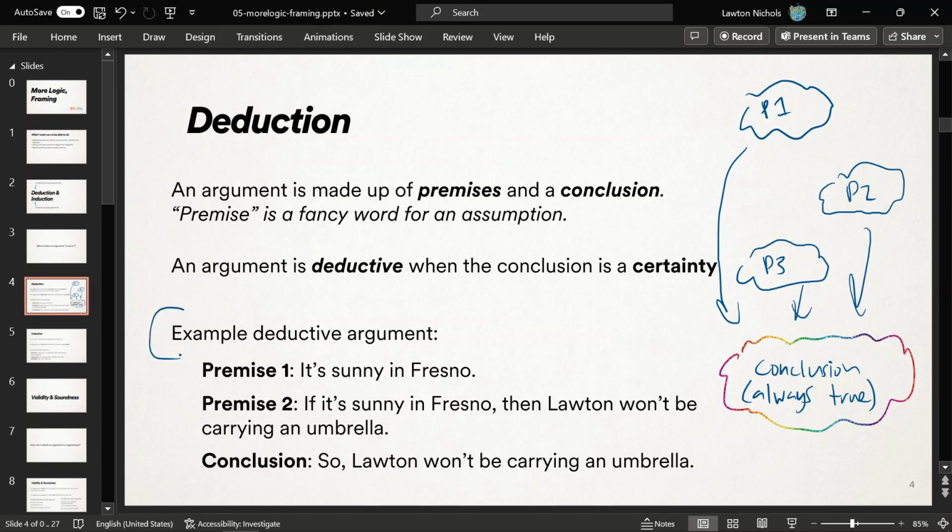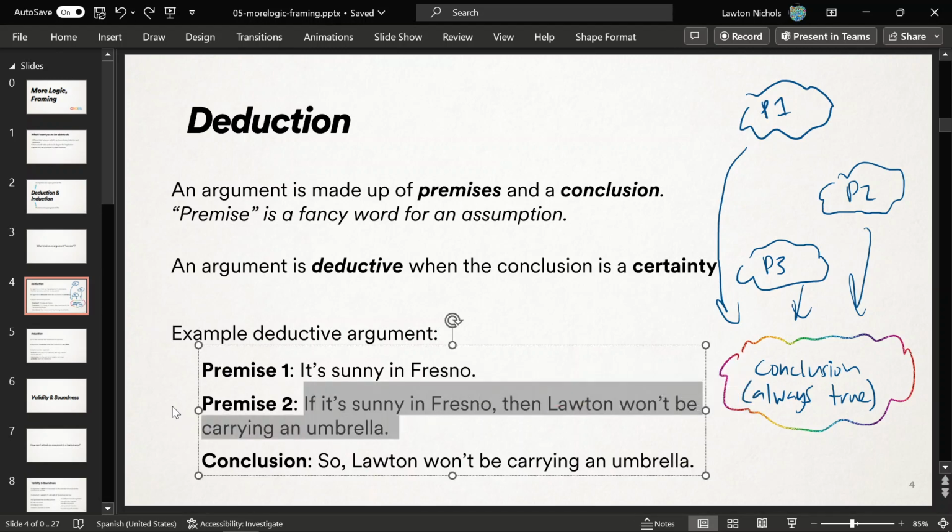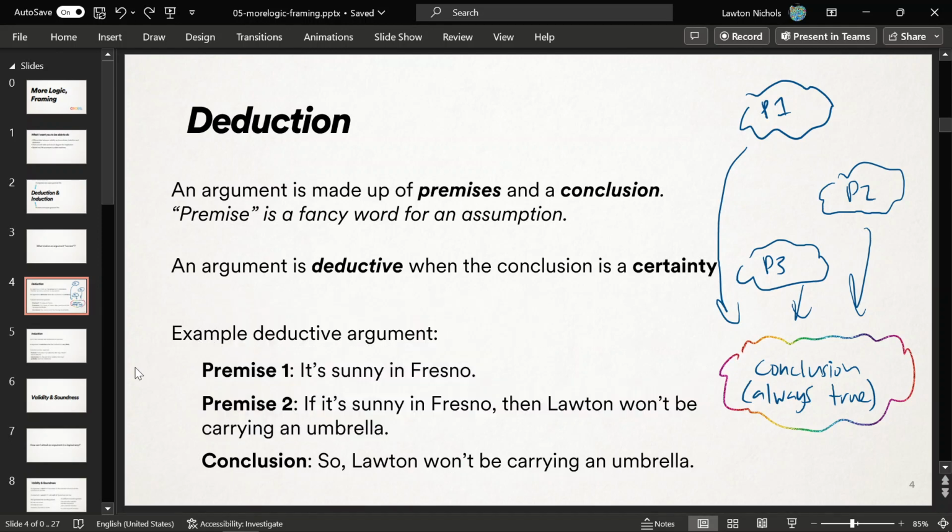All right, so here's an example deductive argument, and hopefully you'll see how the conclusion must follow from the premises. Premise 1, it is sunny in Fresno. That's usually a true statement. It's true today. Premise 2, if it's sunny in Fresno, then Lawton won't be carrying an umbrella. Those are my two premises, my firepower towards my conclusion. So I'm assuming those things, and then I'm using them to argue my conclusion. The conclusion is: therefore, Lawton won't be carrying an umbrella.